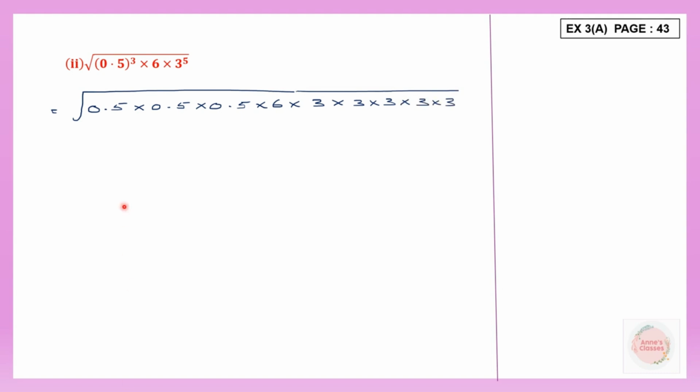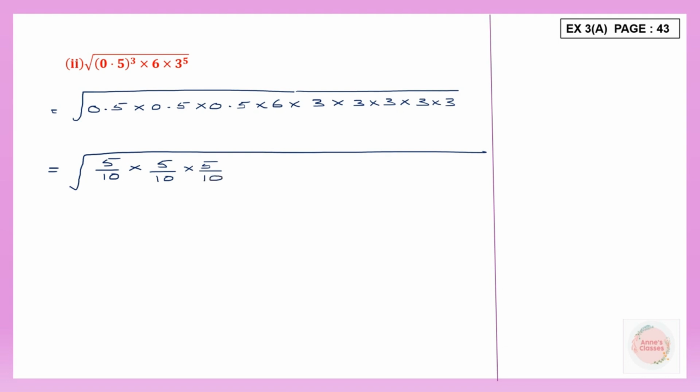Now what we're going to do is, here we have decimal numbers, isn't it? We're going to remove the decimal points so that we can write them as fractions. So here again we continue. We are still with the square root of all these numbers. Now 0.5 can be written as 5 by 10, because after the point there is only one decimal place. So that is 5 by 10. Similarly here also it's going to be 5 by 10. Again we have 5 by 10.